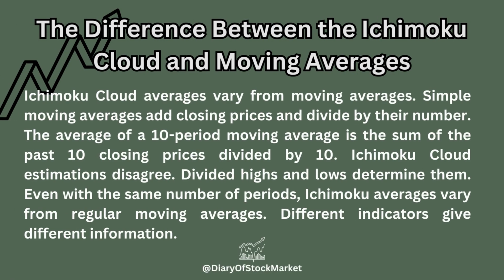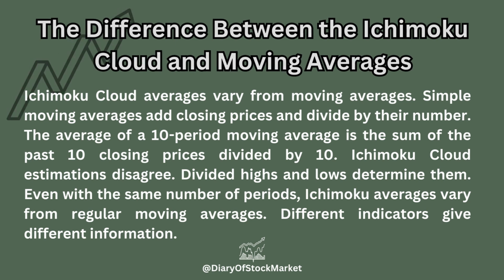Ichimoku cloud averages vary from moving averages. Simple moving averages add closing prices and divide by their number. The average of a 10-period moving average is the sum of the past 10 closing prices divided by 10. Ichimoku cloud estimations differ. Divided highs and lows determine them. Even with the same number of periods, Ichimoku averages vary from regular moving averages. Different indicators give different information.